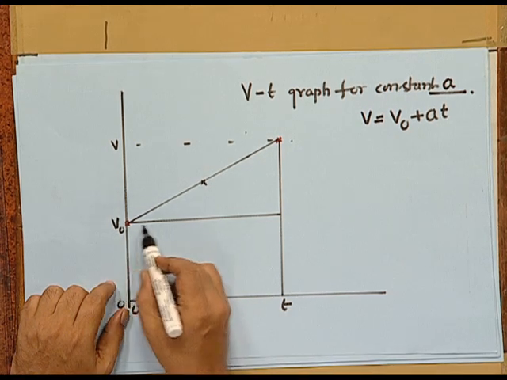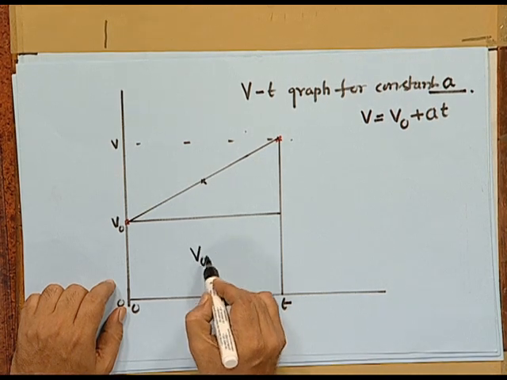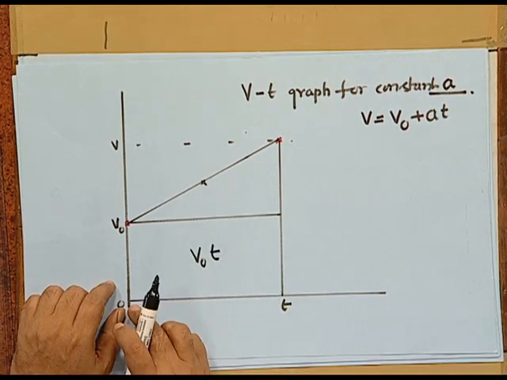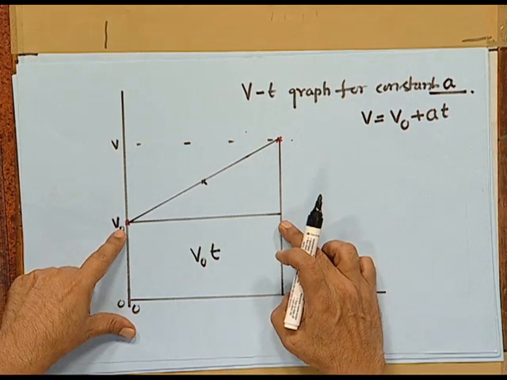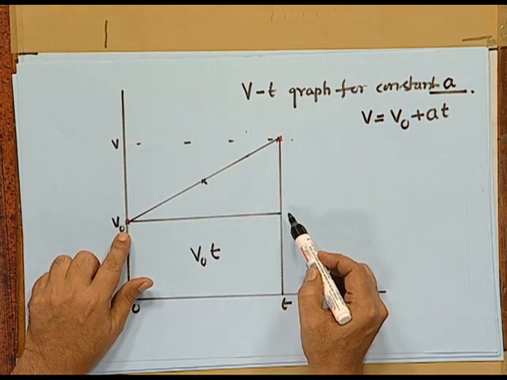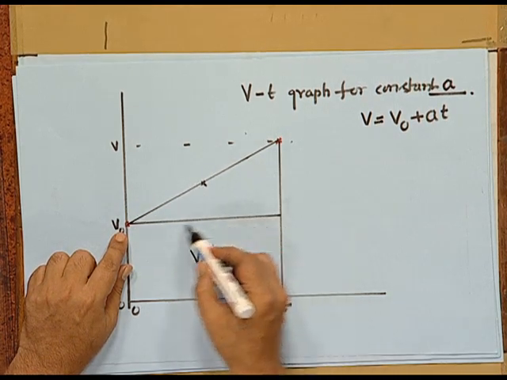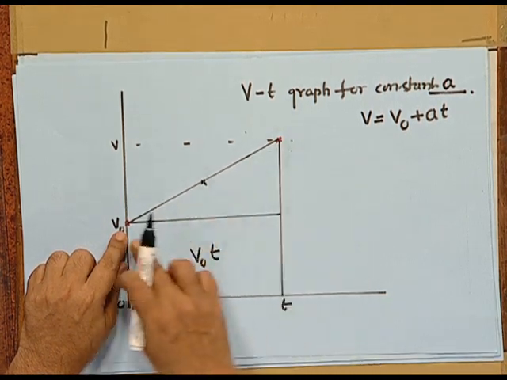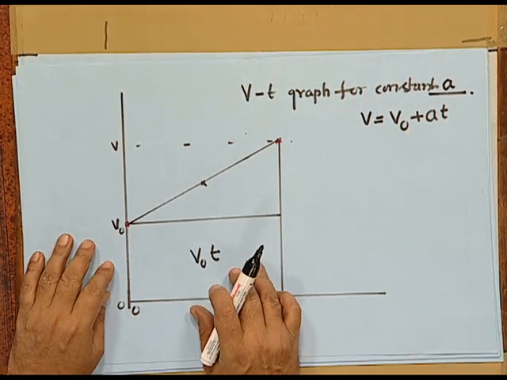Now, the area under this graph, which is given by v 0 t, is a measure of the displacement in the interval 0 to t if the object were to move with constant velocity. Because the velocity is changing, there is an additional area which comes up because of the accelerated motion. This area which we have here is because the object is moving with constant velocity.